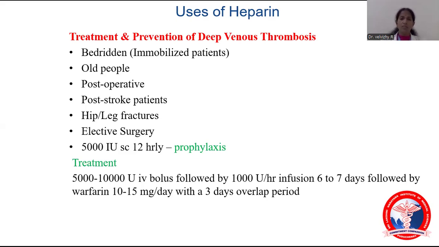So the prophylaxis dose is 5,000 international units subcutaneously 12 hourly, whereas in case of treatment, the dose is 5,000 to 10,000 international units IV, first bolus followed by 1,000 units per hour infusion for 6 to 7 days, and then you can substitute with warfarin. But usually warfarin will be started orally with 3 days of overlap.